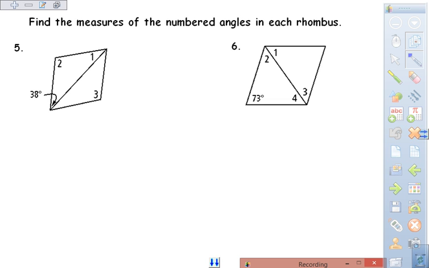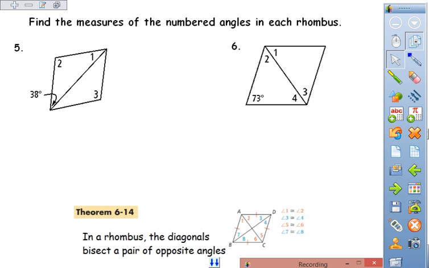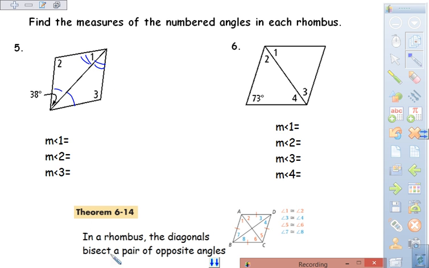Find the measures of the numbered angles in each rhombus. So we know this is a rhombus, so we know our diagonals are perpendicular, but I only see one diagonal drawn. And the other theorem says that in a rhombus, the diagonals bisect a pair of opposite angles. So here's a diagonal, so that means this splits the angle in half, this splits the angle in half. So if this angle is 38, we know that this angle is also 38.